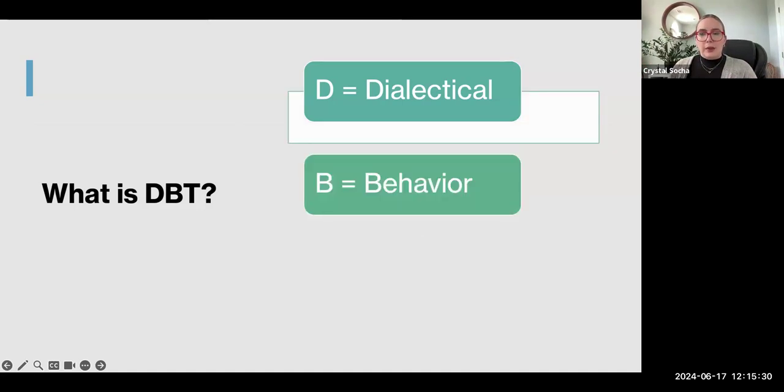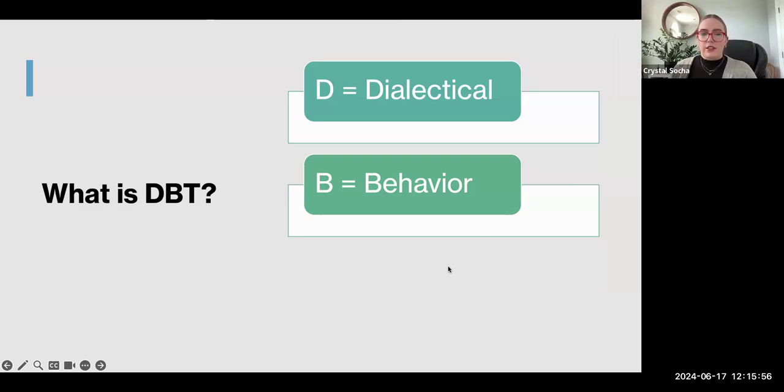So the B stands for behavior. And again, DBT does really require a behavioral approach. This means that we assess the situations that clients bring to us, and we explore their goals, and we try to figure out how to solve the problems in their lives and equip them with the tools so that they can be successful in solving their problems as well.